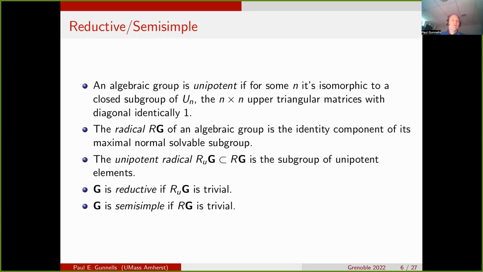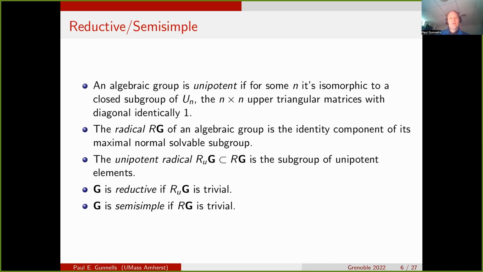So there's some terminology that you see very often when you're trying to read papers in the subject: reductive versus semi-simple algebraic groups. These are sort of the most important examples for these applications. So first of all, we say an algebraic group is unipotent if it's isomorphic to some closed subgroup of the n by n upper triangular matrices with ones on the diagonal. That's sometimes denoted U_n, but beware, there are other groups also denoted U_n, but it's not the same, as you'll see. But in any case, that's what it means to be unipotent.